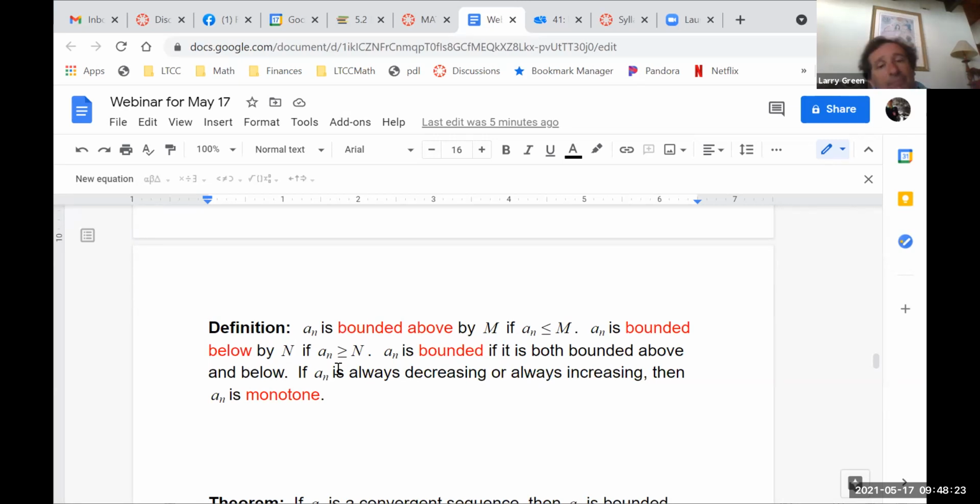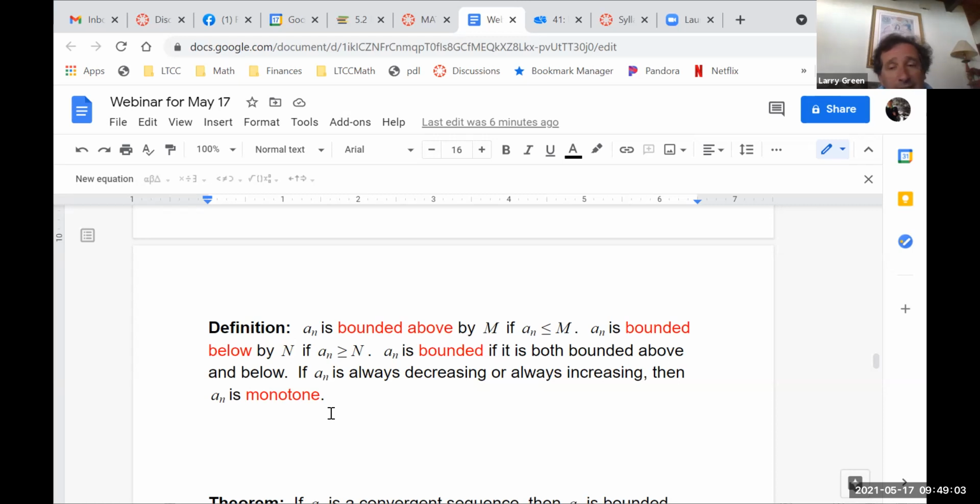Okay, and similarly, if there's a line such that all the points stay above that line, then it's bounded below by n. Okay, and an is called bounded if it's both bounded above and below by two different numbers. And if an is always decreasing or always increasing, then we call an monotone. So this is language, those are just words.